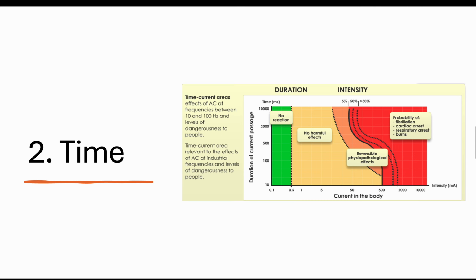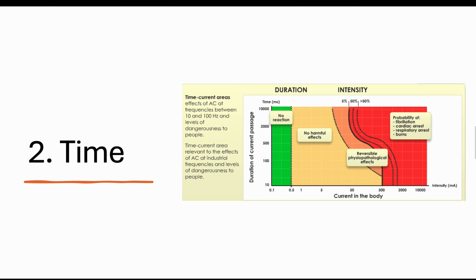As you can see from this graph, with between 0.1 to 0.5 milliamps is a time current graph. And the time is represented on the y-axis. There's really no reaction. But you can see as we progress towards the graph, as the current increases, we slowly see reverse physiopathological effects and the probability of fibrillation and cardiac arrest.